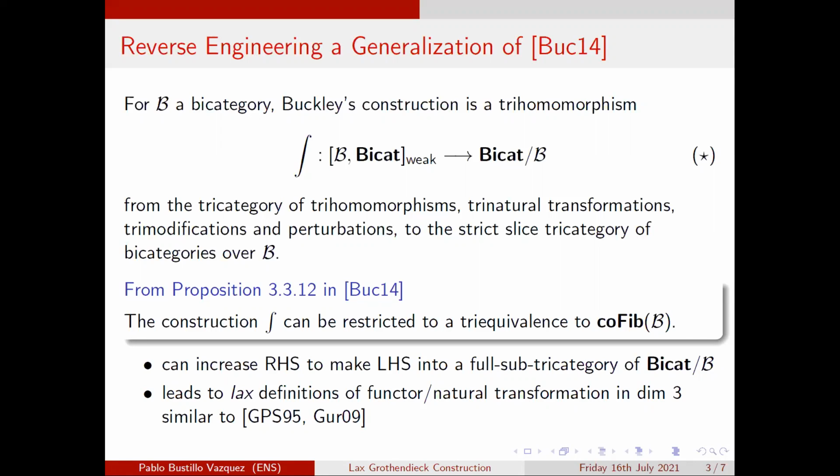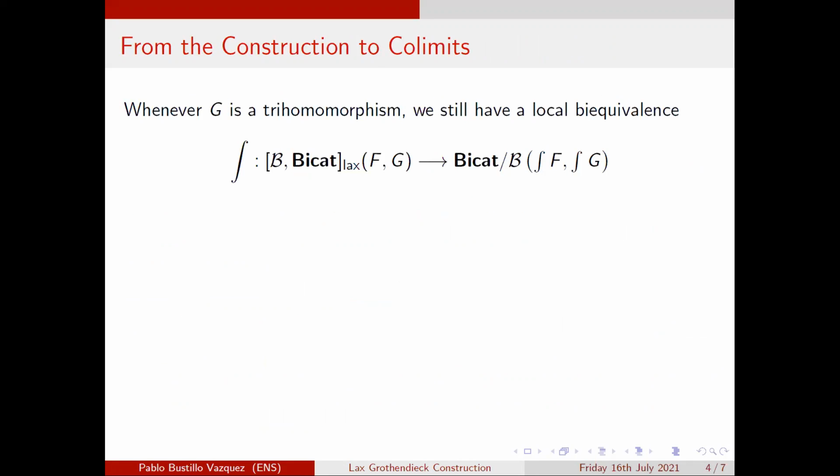You can reverse engineer the definition of lax functors and lax natural transformations from them, pretty similar to those introduced by Gordon, Power, and Street in '95 and later worked on by Gurski. So you get what we call a lax Grothendieck construction, and it's still a local biequivalence, but this time instead of going into Cofib, you get into the whole tri-category, which is Bicat over B. This local biequivalence works in particular when G here is a tri-homomorphism.